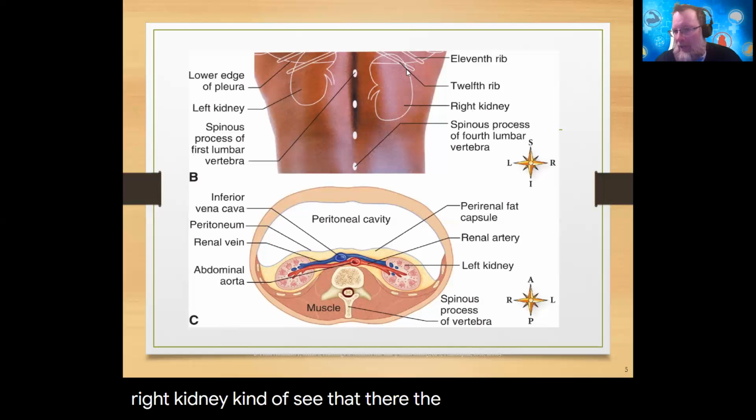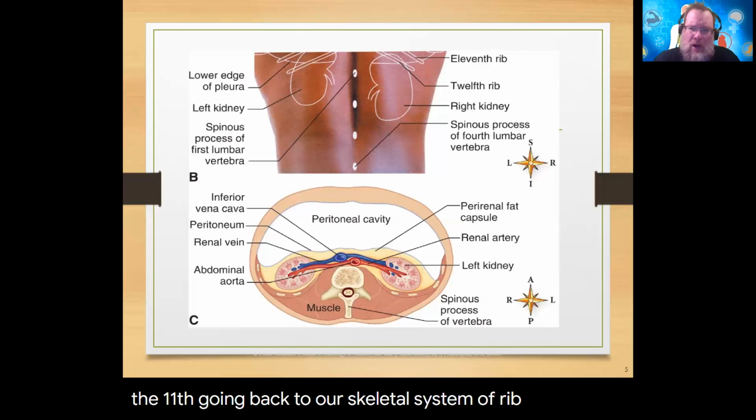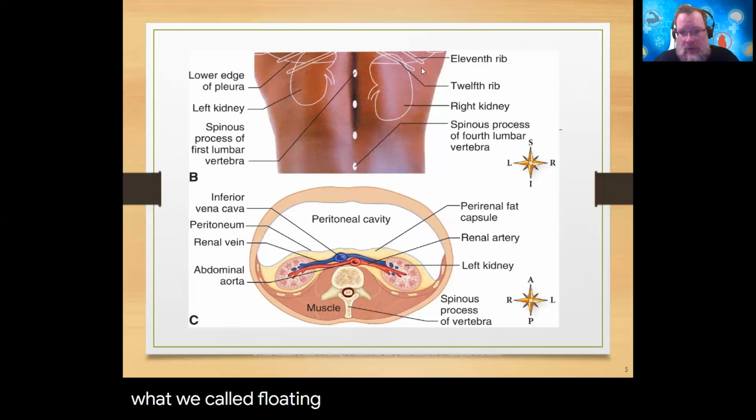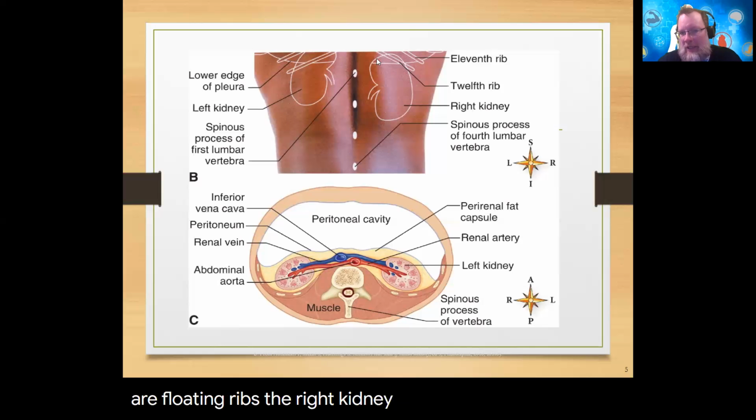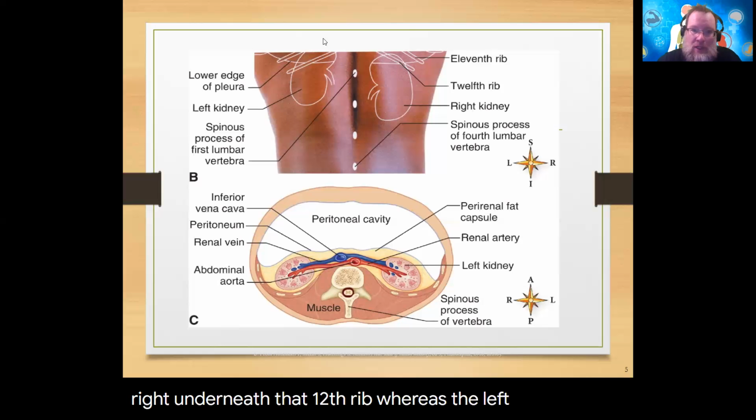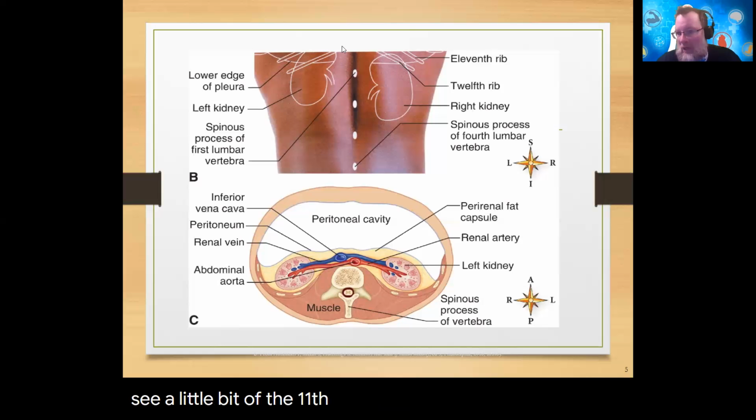Remember too, going back to our skeletal system, we saw that the 11th and 12th rib pairs are what we called floating ribs. And notice they don't wrap all the way around and connect with any kind of cartilage. So those are floating ribs. The right kidney generally comes right underneath that 12th rib, whereas with the left kidney, we see a little bit of the 11th rib and certainly the 12th rib going over the superior aspect.